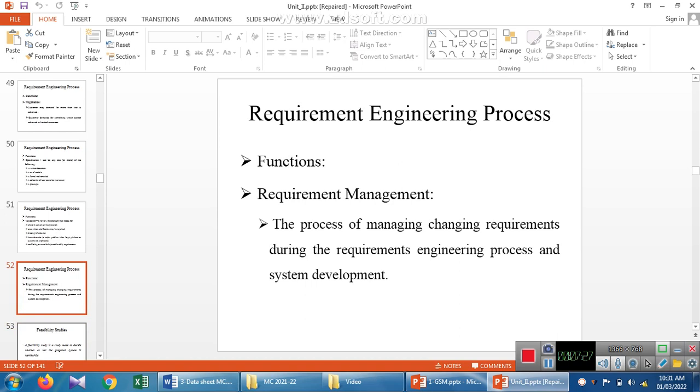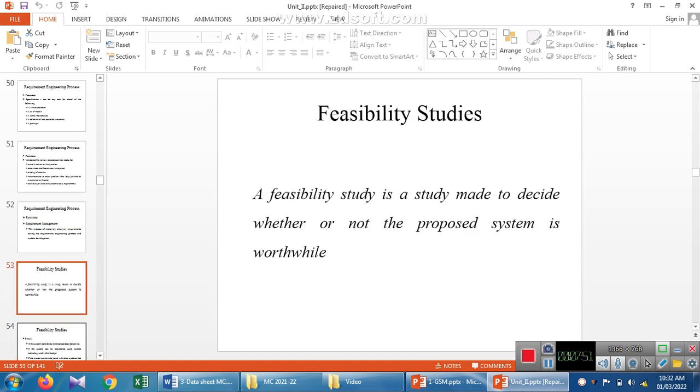What is requirement management? After completing all the processes, or after getting all the information, we need to manage all the information and all the people who are involved in the particular project. So it should be requirement management. It involves changing the requirement or modifying the requirement. All these things happen in the requirement management phase.